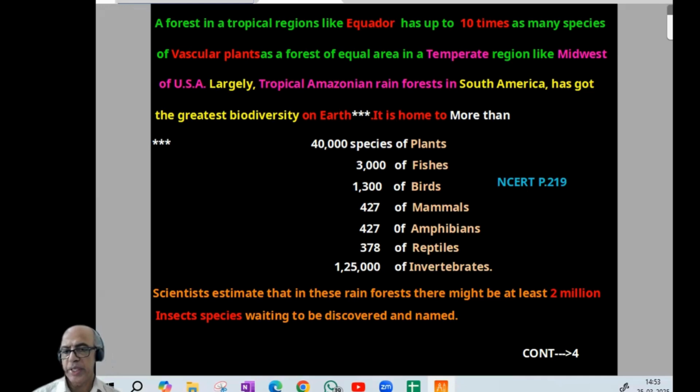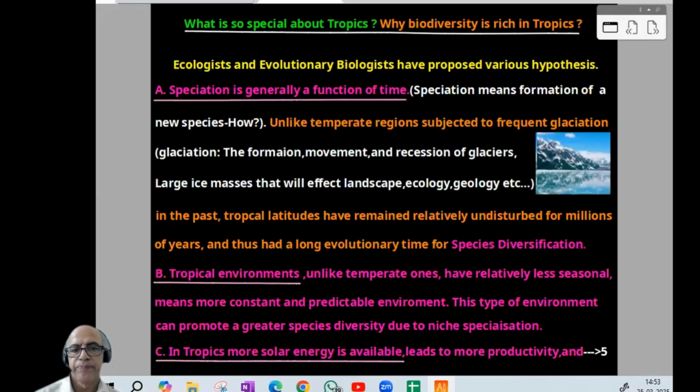I think the idea is clear up to this. Even though it is data, try to memorize it by heart. It is exam-wise important. So automatically we may think, what is the speciality about the tropics? Why is biodiversity rich in the tropics? For this, ecologists and evolutionary biologists suggest some views or various hypotheses. 3 views we can proceed with according to NCERT.